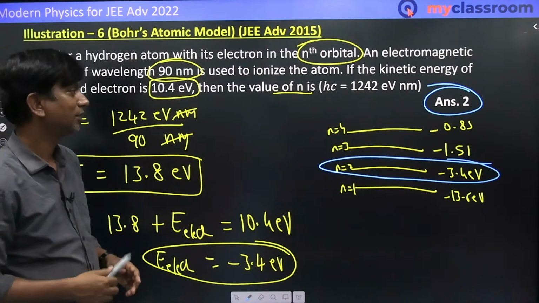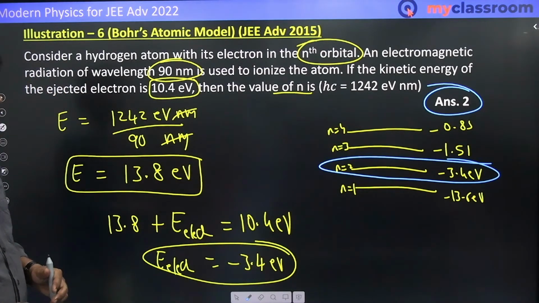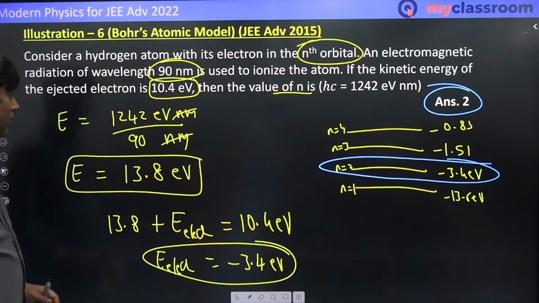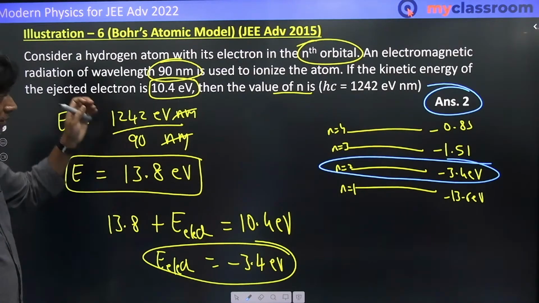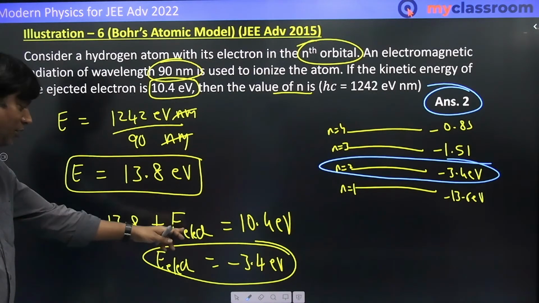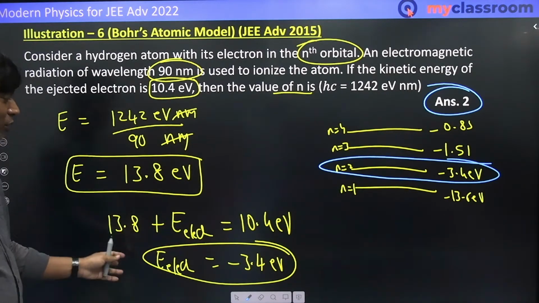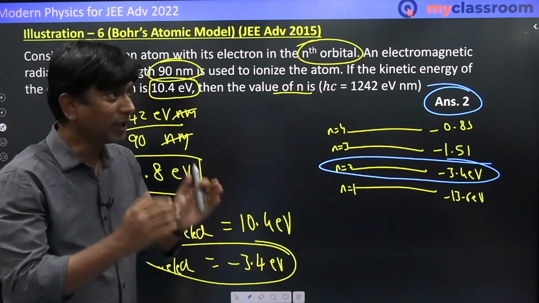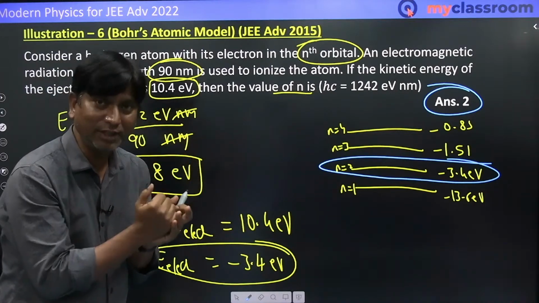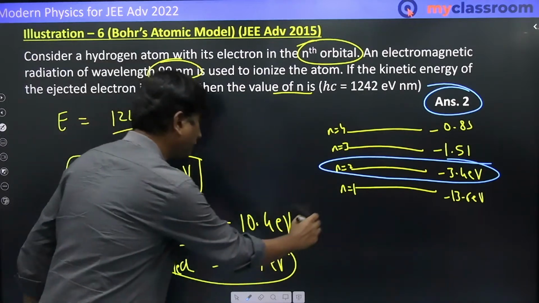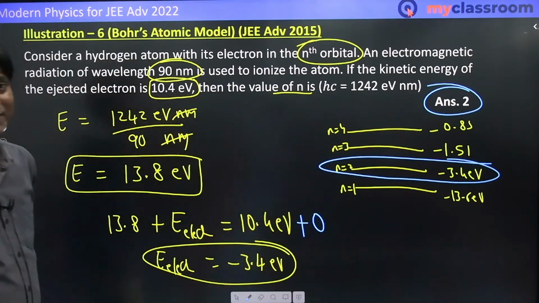Right or not? Okay, hope you have understood this particular question. Simple: the energy of each photon is falling on the electron which is in the nth orbit. If you add this energy also, it will go to infinity and still have some kinetic energy. So the total energy of the electron plus the energy of the incident radiation it is taking, then it gets removed, means potential energy is 0 plus it still has kinetic energy.